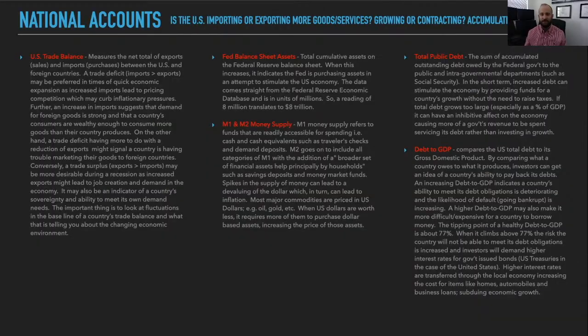So that brings us to the total public debt and the debt to GDP ratio. I lump these two metrics together and look to them as further clues and indicators of what the Federal Reserve is up to, and what the implications of the decisions that they're making are going to be on the short-term and long-term economic outlook. Generally speaking, the total public debt is just the sum of accumulated outstanding debt owed by the federal government to the public and intragovernmental departments such as Social Security.